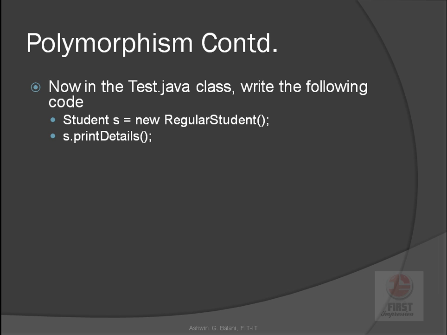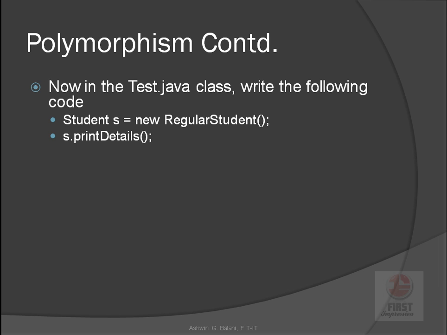Now this new RegularStudent is an object of type RegularStudent, which is a derived class of the Student class, because RegularStudent was a derived class and Student was the base class. So the object s, being an object of the Student class, can contain the reference of the RegularStudent class. That indicates that if an object s is of the base class, it can contain the reference of the base class as well as the reference of all the derived classes.